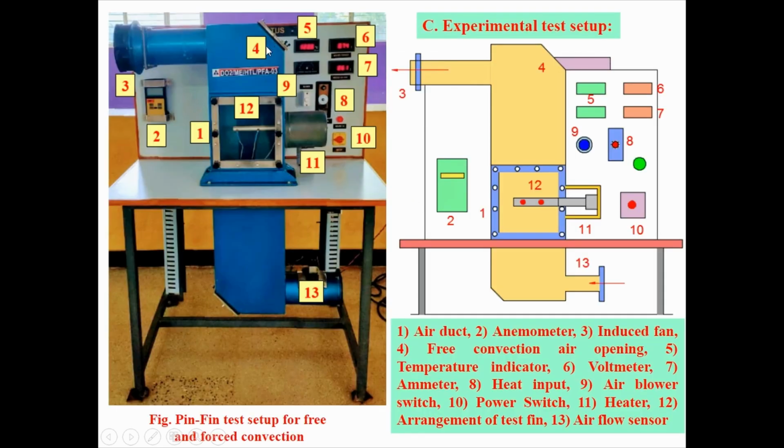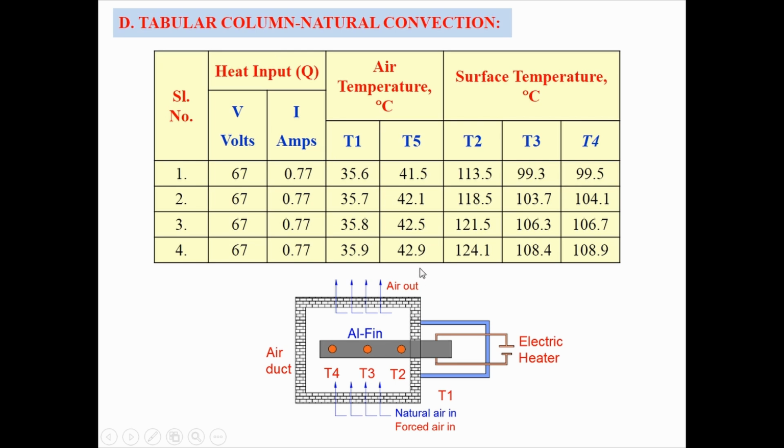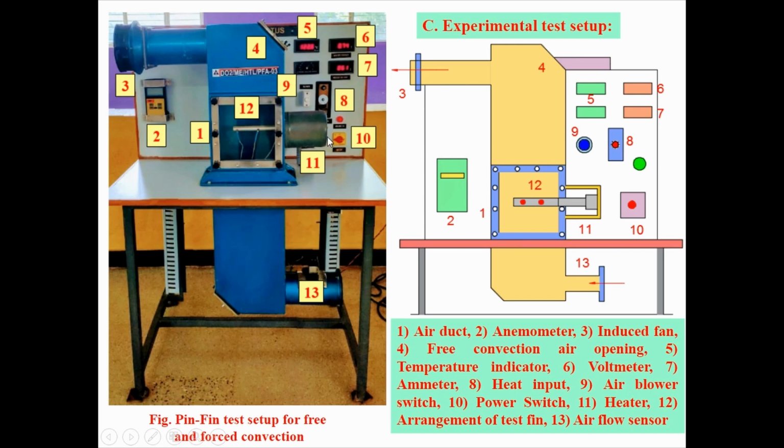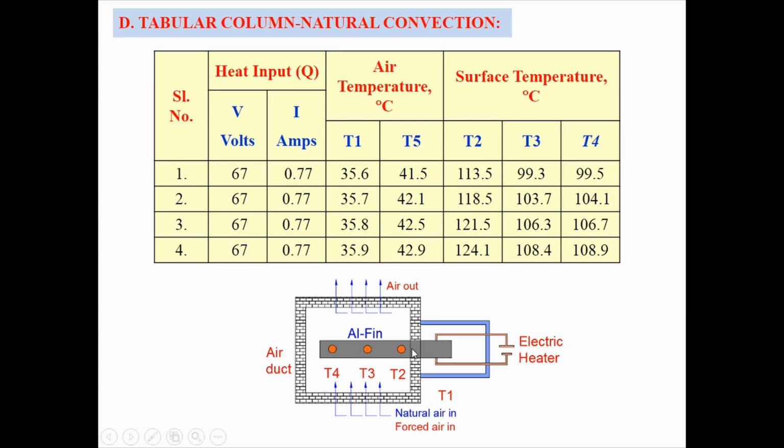The air outlet temperature I got, that is T5, is equal to 42.9. Then T2, T3, T4, which I have mentioned here: T2 as 124.1, T3 as 108.4, T4 as 108.9. These are the readings we have taken from the experimental setup.